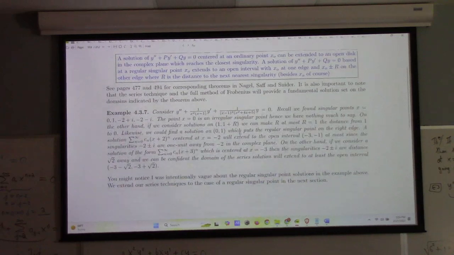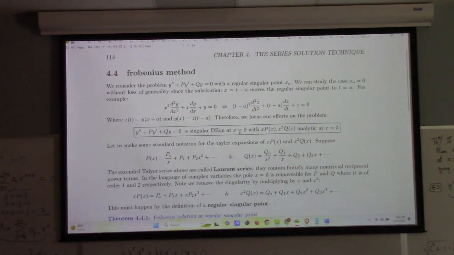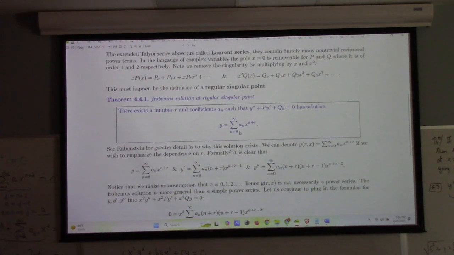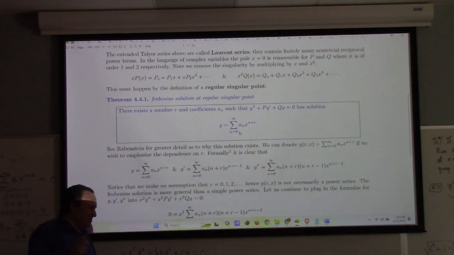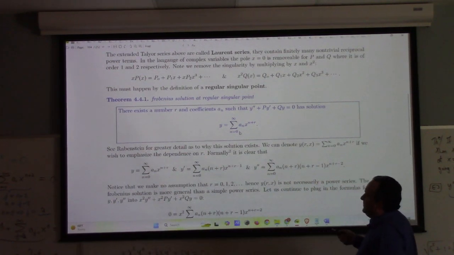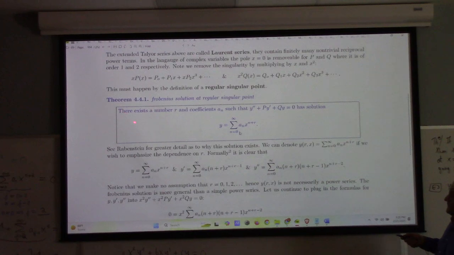But this method is, again, the same thing we already did, but there's a wrinkle. There's a wrinkle here. This is the theorem. Frobenius solution at a regular singular point. If there is a number r, this is called the index of the problem.